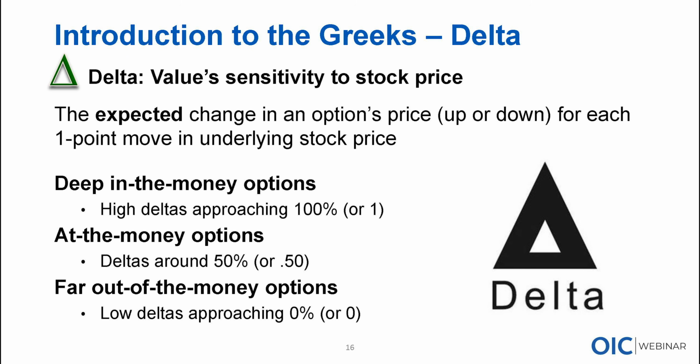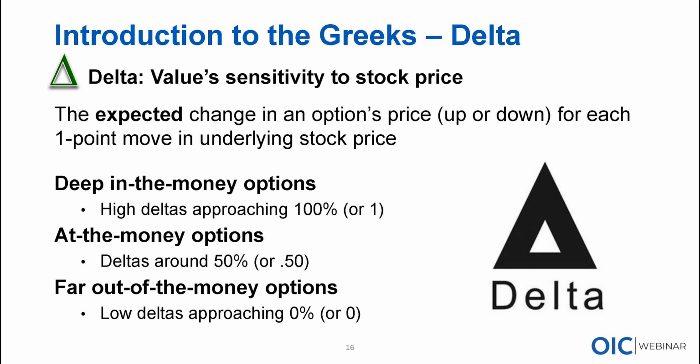What we mean by in the money, at the money, and out of the money: in the money options have intrinsic value, at the money and out of the money options have no intrinsic value. And another way to look at delta is the possibility or the probability that the option is going to finish in the money. So if we have a deep in the money contract, the likelihood that that contract stays in the money through expiration is going to be very high.